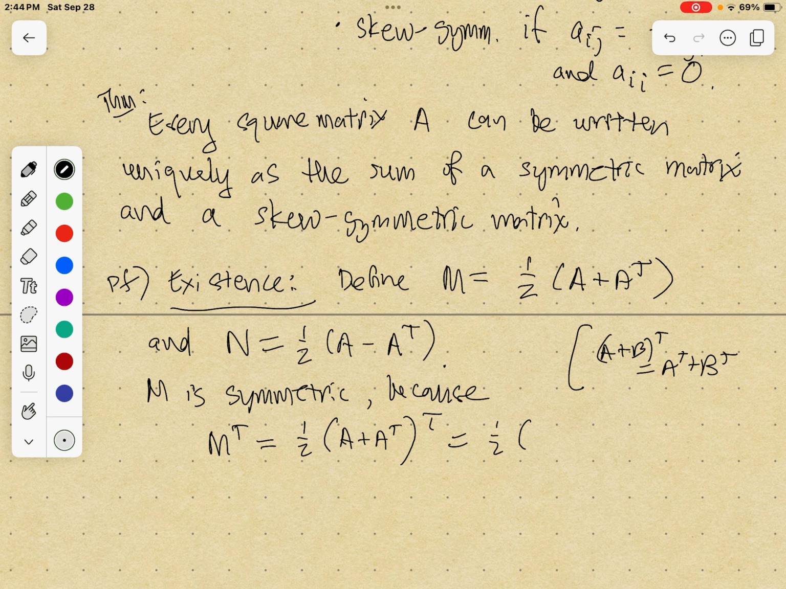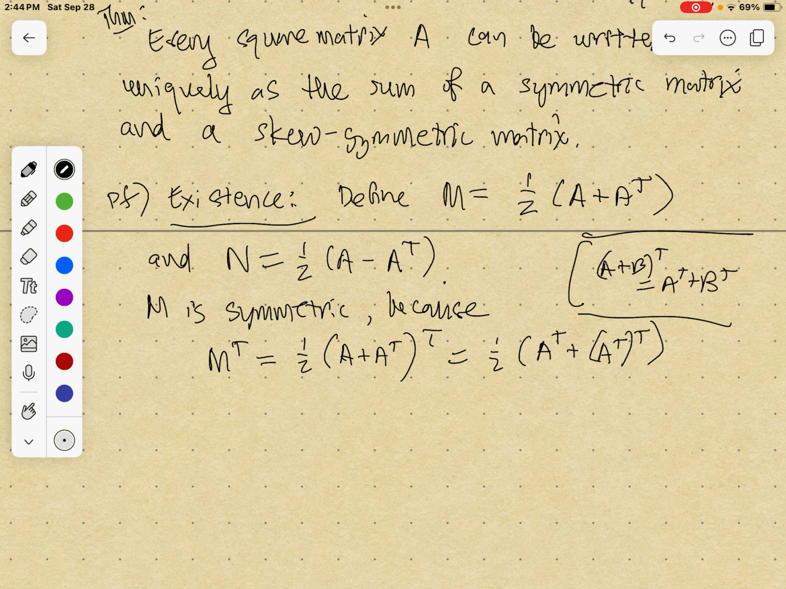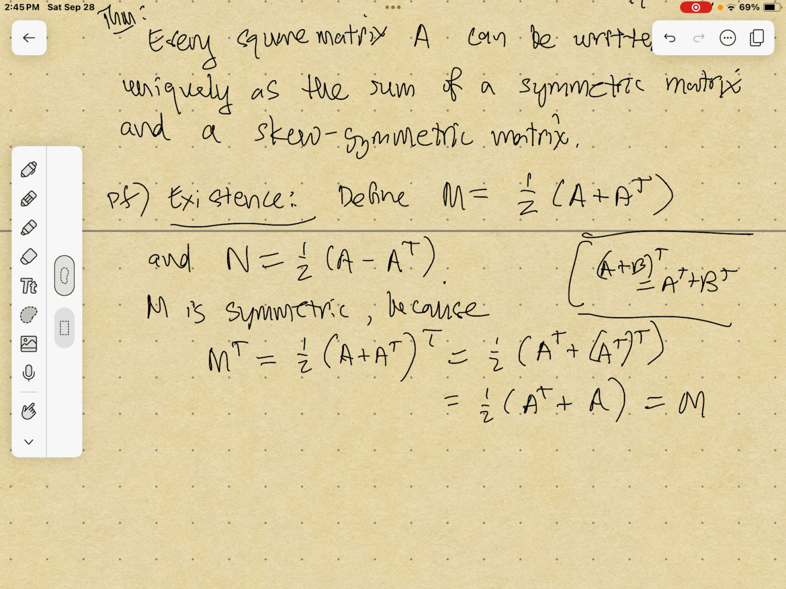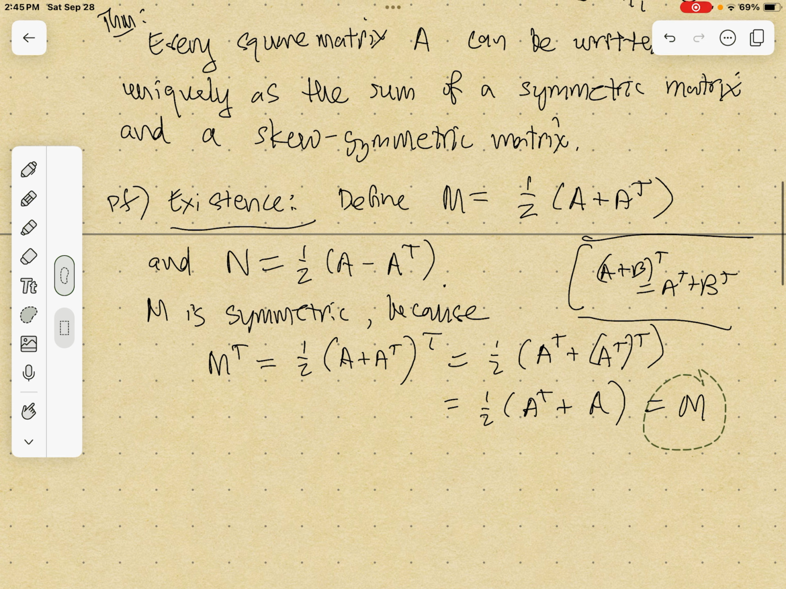In particular, this is going to give you A transpose plus A transpose, right? That's what this fact gives you when you apply it to B equals A transpose. And what happens when you take A transpose and transpose it? Well, if you transpose a matrix and then transpose that, you just get back the original matrix. So you're going to get A. And what is this matrix? 1/2 of A transpose plus A is M. So therefore, we show that M transpose is in fact equal to M. So M is symmetric.